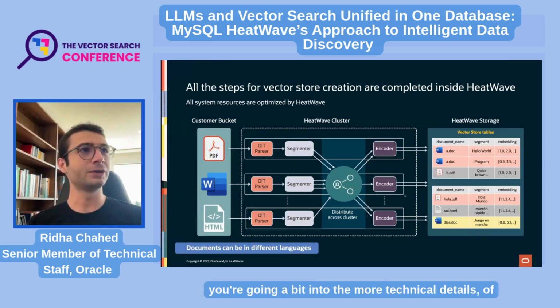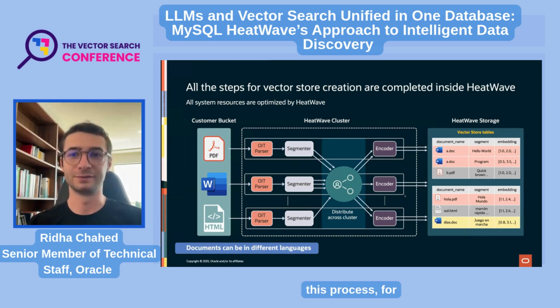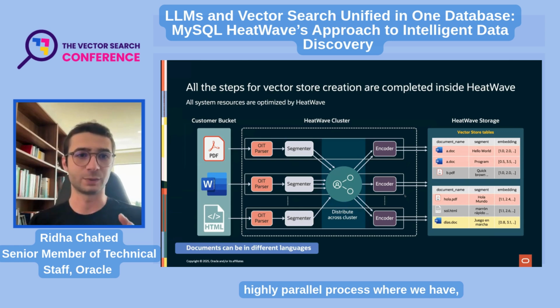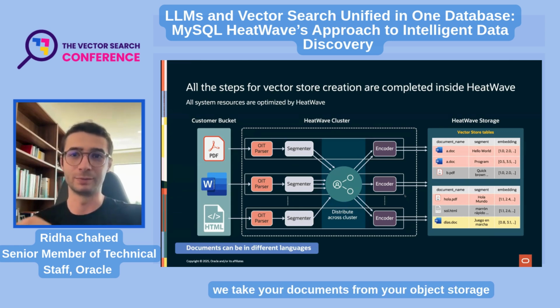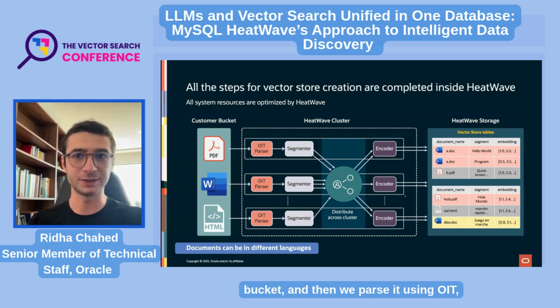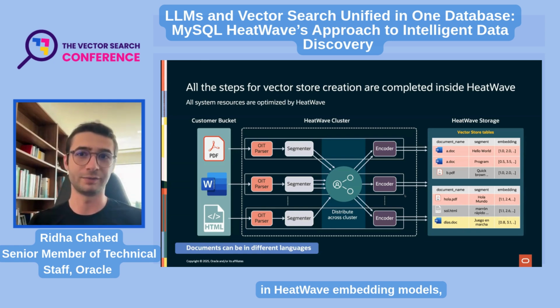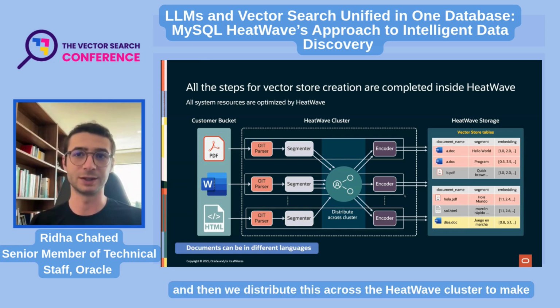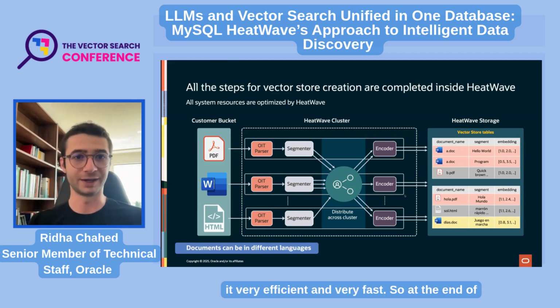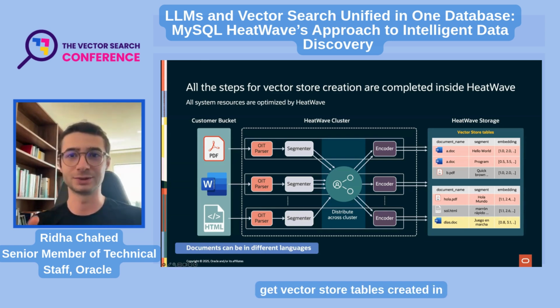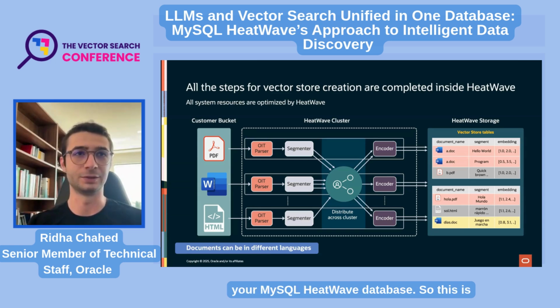So using only two SQL queries, you're able to query an LLM with the correct context. If we go a bit into the more technical details of this process, when we create the vector store using HeatWave load, it's a highly parallel process where we take your documents from your object storage bucket, and then we parse them using OIT, which is an Oracle parser. We segment them using in-HeatWave embedding models, and then we distribute this across the HeatWave cluster to make it very efficient and very fast. So at the end of the day, you provide the location of your documents, and you get vector store tables created in your MySQL HeatWave database.